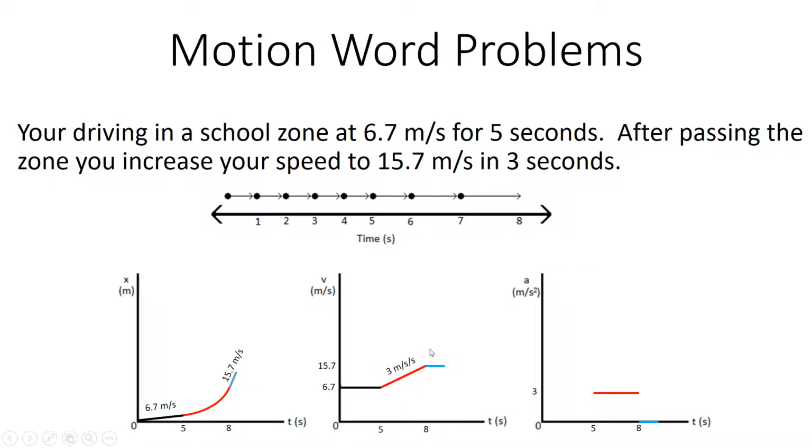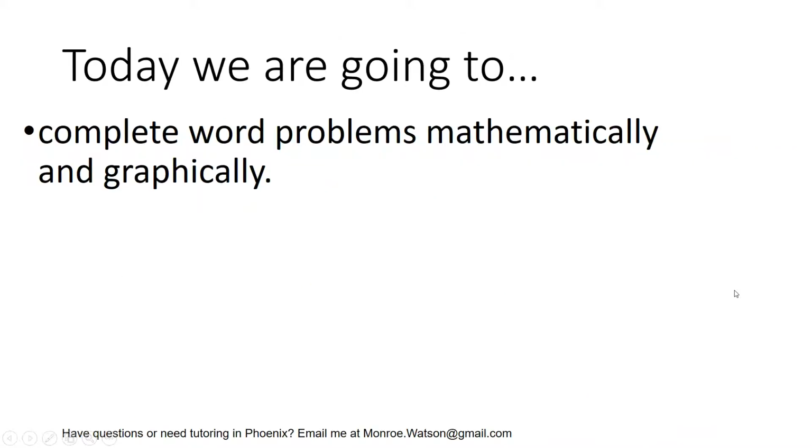Now, it's not necessary in the warm-up to put in 3 meters per second squared, but I put it in here anyway to kind of remind you that the slope of our velocity time graph, this 3 meters per second squared, is the acceleration from 5 to 8 seconds. Okay, so in this video today what we're going to do is complete word problems mathematically and graphically.